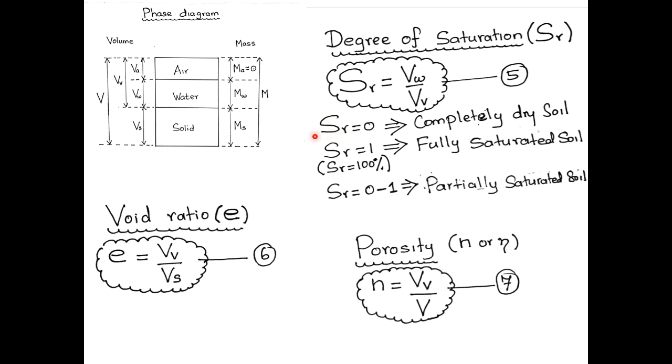SR is equal to 0. That means VW is equal to 0. Water is equal to 0. Completely dry soil.